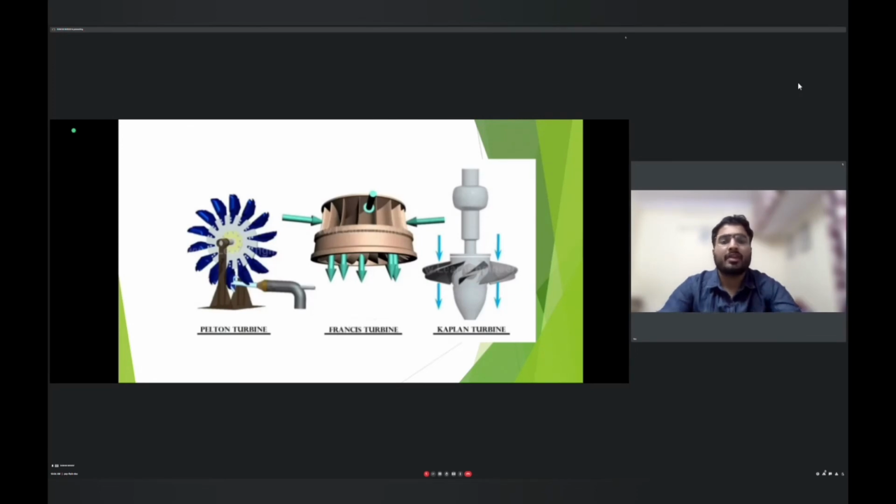Here you can see three different types of turbine. The first one is the Pelton turbine, the second diagram shows the Francis turbine, and the third one is the Kaplan turbine.